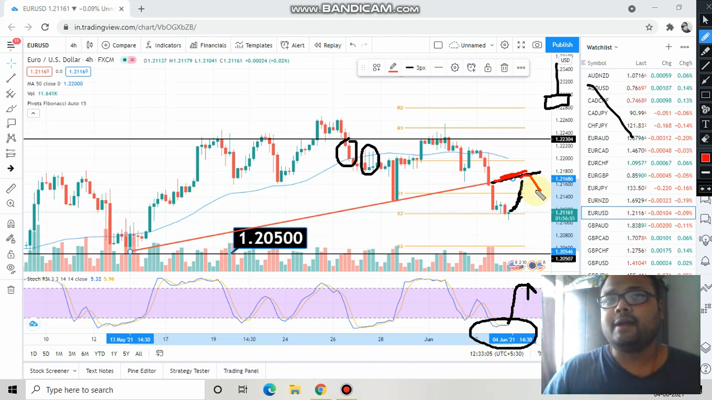Otherwise, do not short the market right now, because your risk to reward does not match, and you'll be compromising with the trading discipline. So wait for some time. Okay, the market has given us a movement. That's the good news. So you'll get a good opportunity to short the market right now.